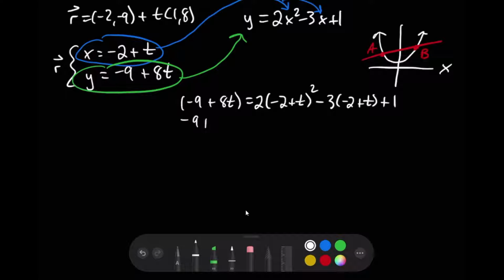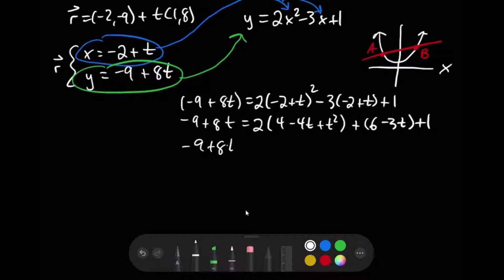So -9 plus 8t equals 2 times 4 minus 4t plus t squared, minus, well, let's change this to plus -3 times -2 is 6 minus 3t plus 1. Let's keep going and tidy this up a little more. -9 plus 8t equals 8 minus 8t plus 2t squared plus 6 minus 3t plus 1. Everything's basically on the same level now, so we can start to collect some like terms.